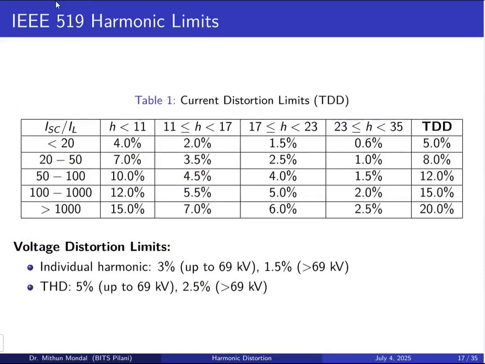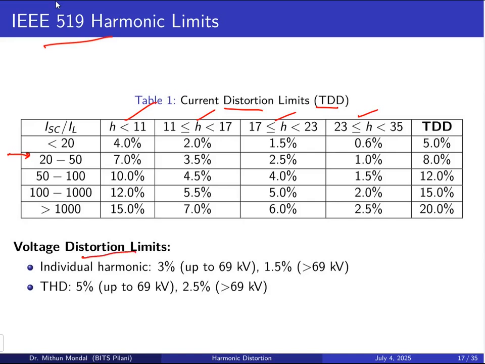For the IEEE 519 harmonic limit, for the TDD, which is the current distortion limit, if you see this table, it shows what the current distortion limit should be for different harmonic orders. So for harmonic order less than 11, harmonic order 11 to 17, 17 to 23, and so on, it is already given. This is a chart which we need to follow, and in this chart the limits are specified.